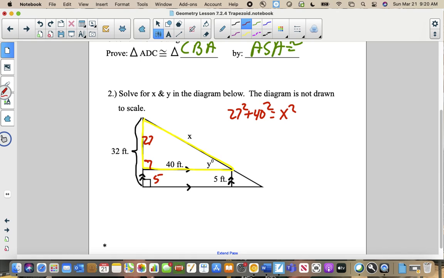And I can use trig to find that degree. I can go the tangent of y is equal to 27 over 40, and then use inverse tangent to find that.